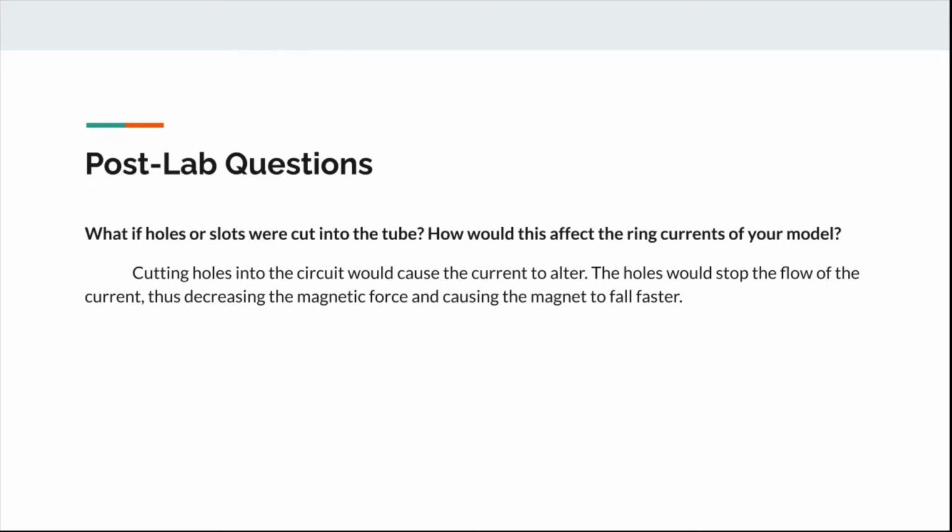And our second question is, what if holes or slots were cut into the tube? How would this affect the ring currents of your model? So cutting holes into the circuit would cause the current to alter. Instead of a straight through current, it would be all over the place, dodging around the different holes. These holes would somewhat stop the flow of the current, not completely, but enough to decrease the magnetic force, and due to that reduction of magnetic force, the magnet would fall a lot faster.